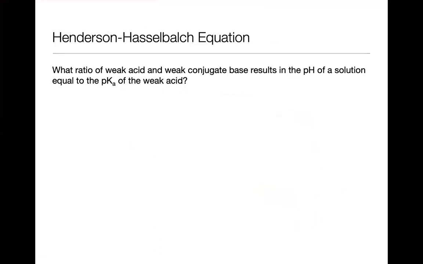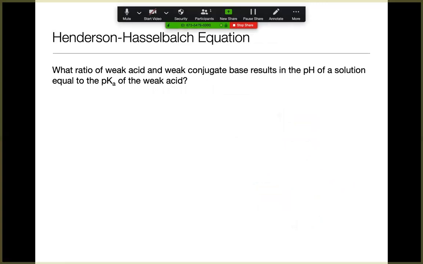So let's take this equation. It says, what ratio of weak acid and its weak conjugate base results in the pH of a solution equal to the pKa of the weak acid? So that's really weirdly phrased, and I did that on purpose. Not weirdly phrased, but there's no numbers, right? So let's take a look.